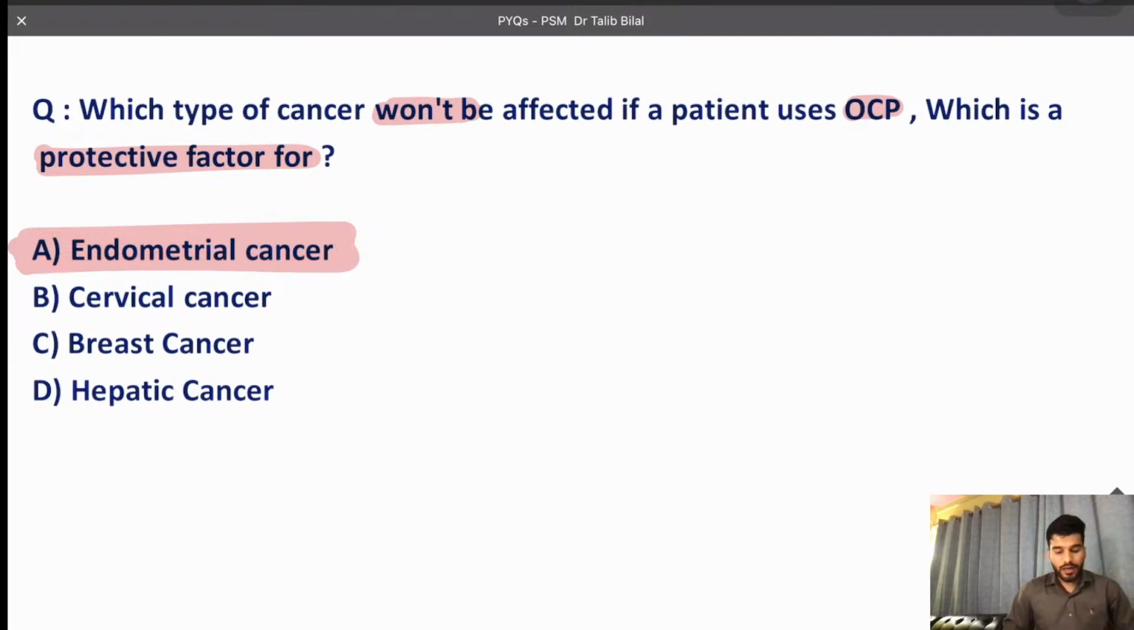Hepatic, breast and cervical cancer, guys, OCPs increase the chances of these. And they decrease which cancers? They decrease the chances of endometrial cancer, ovarian cancer and uterine cancer.